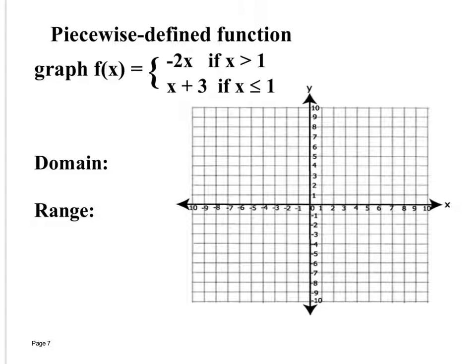This is the same thing, except it's not absolute value. They just define certain pieces, right? This says graph of x, and it says if x is greater than 1, then you graph y equals negative 2x. If x is less than or equal to 1, then you would graph x plus 3. So it's two different lines, two different graphs, and it just depends on what your x is, depending on which graph you're going to use. So let's draw this.